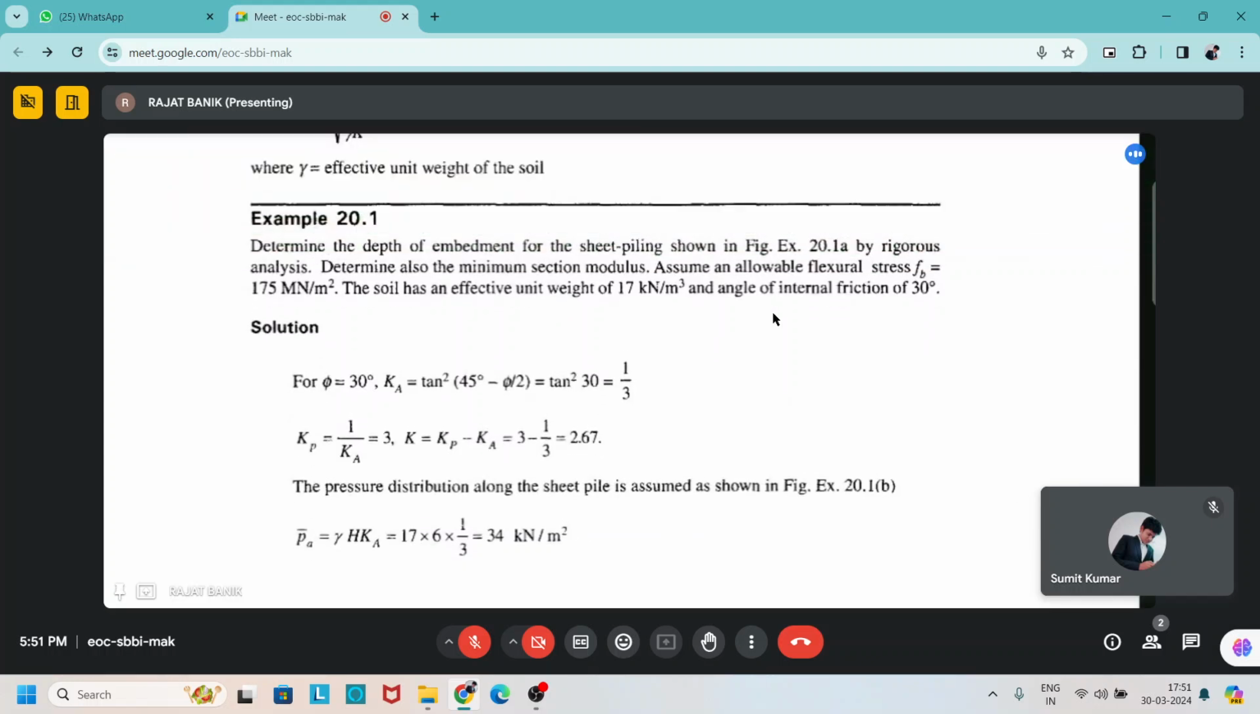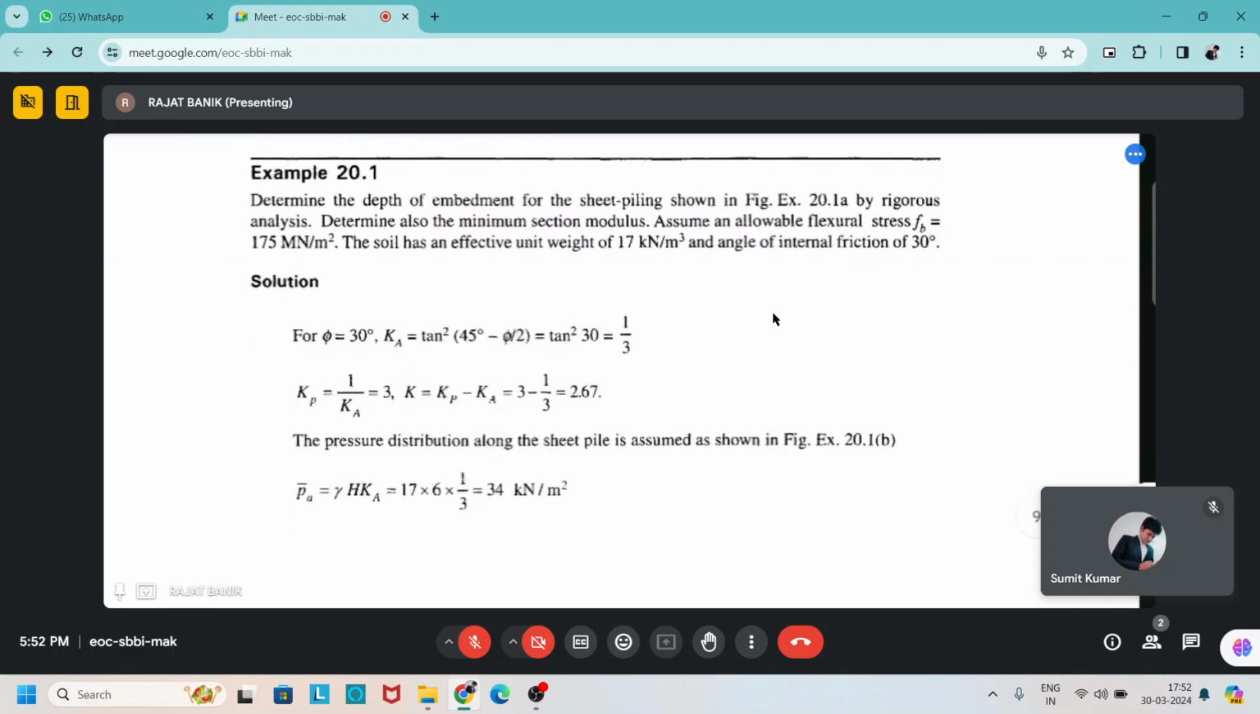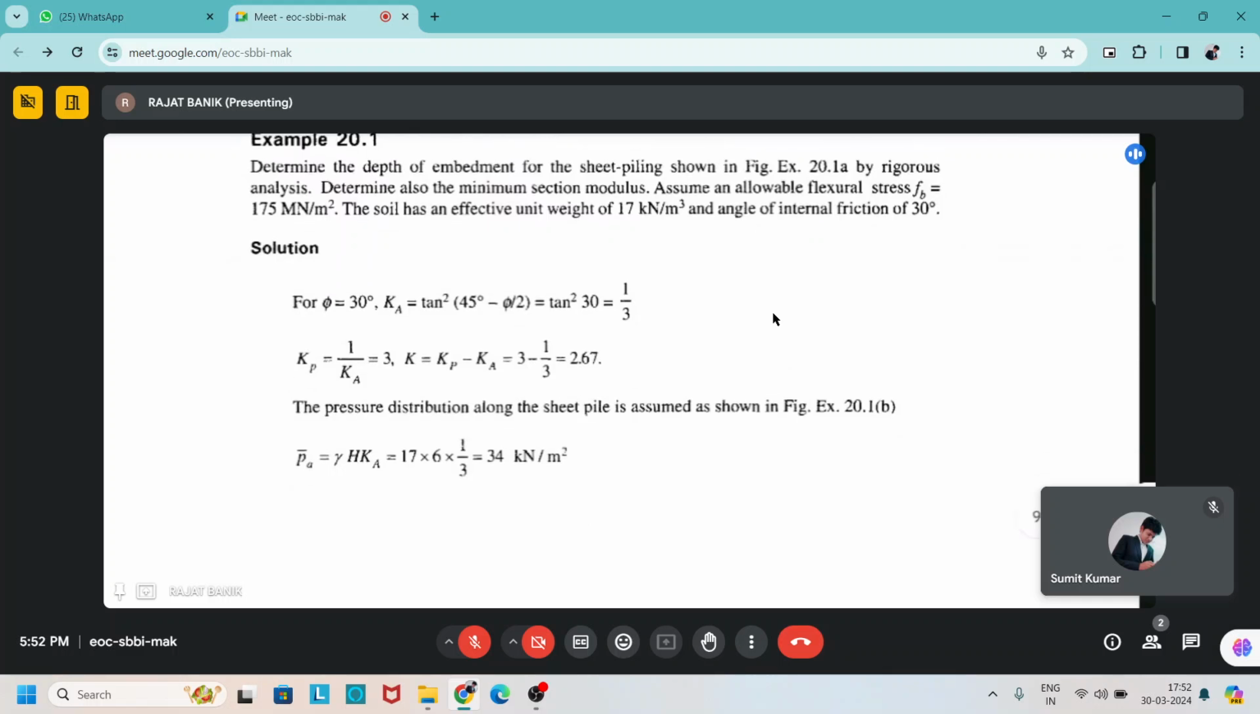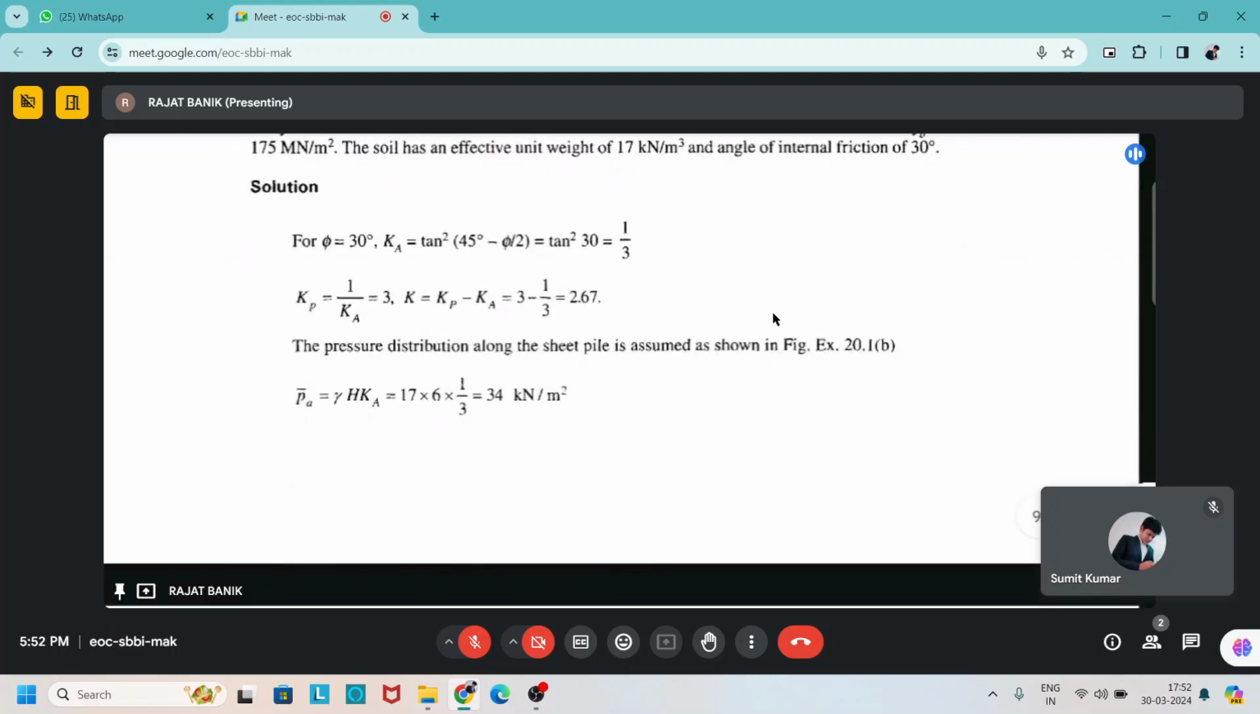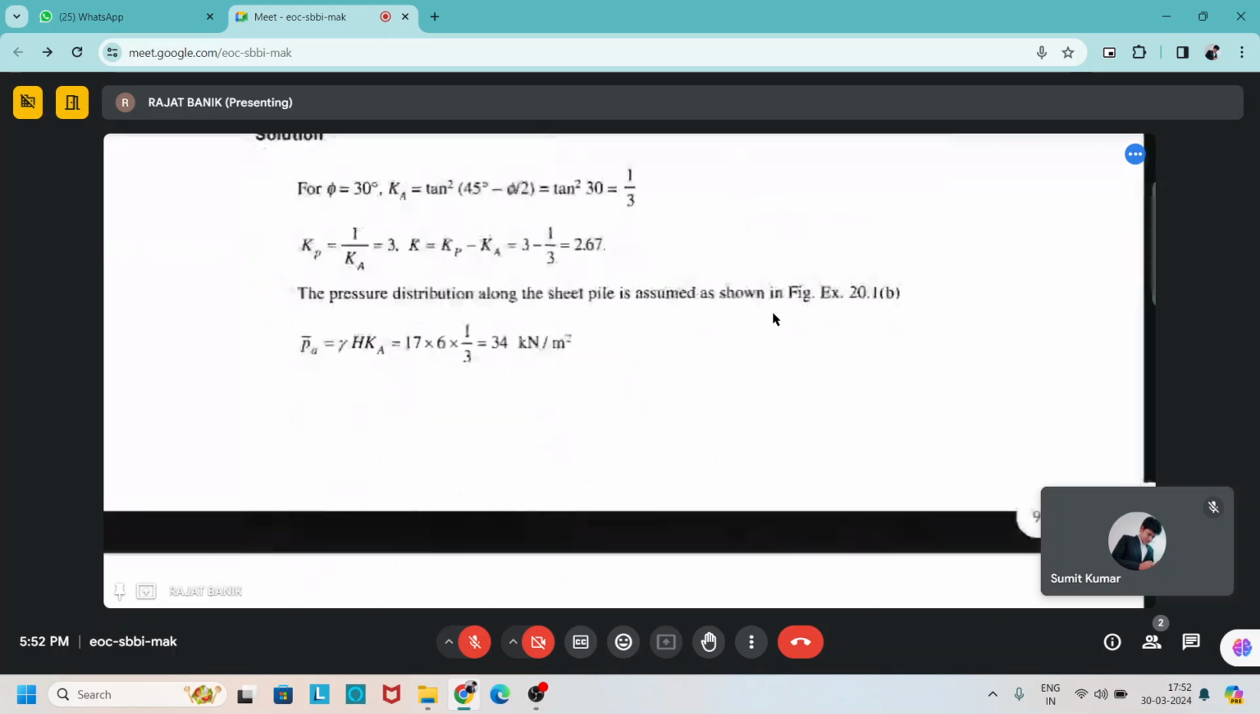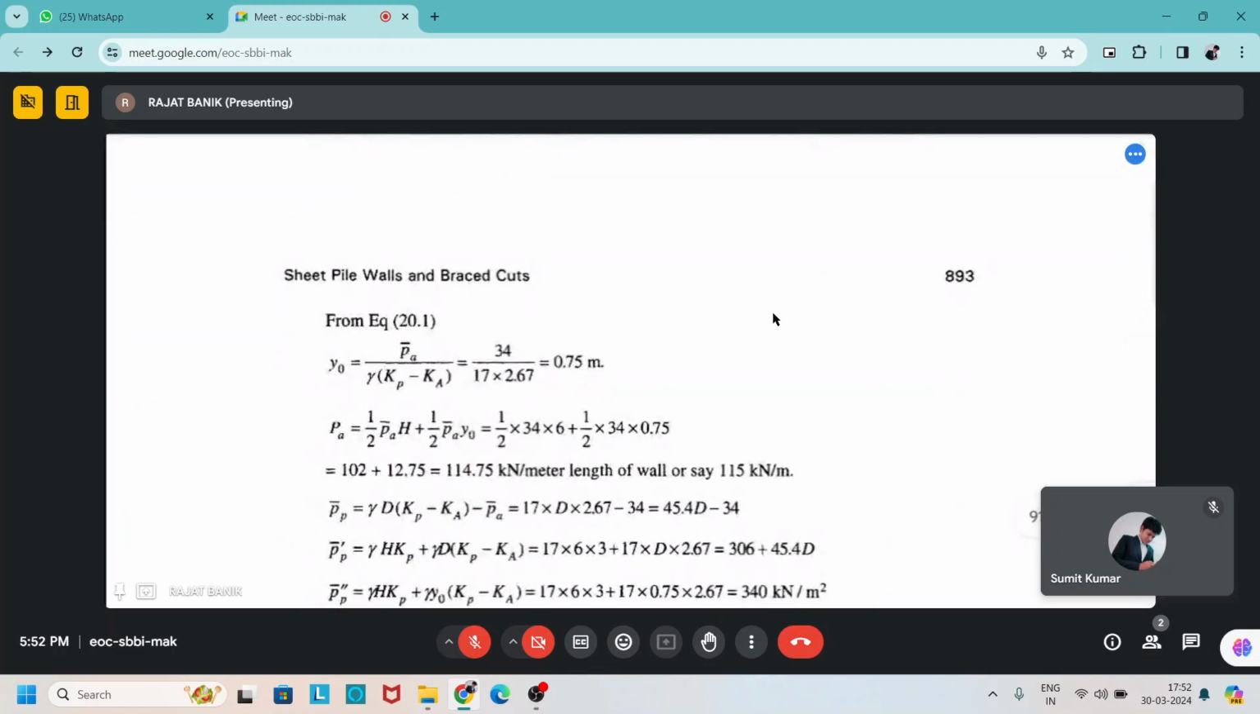So first find out the active earth pressure and passive earth pressure coefficients. K is equal to tan squared of (45 degrees minus phi by 2), which is equal to 1 by 3. So Kp is 1 by K, which is equal to 3. Now Kp minus K is equal to 2.67. Then find out the PA bar and PP bar.